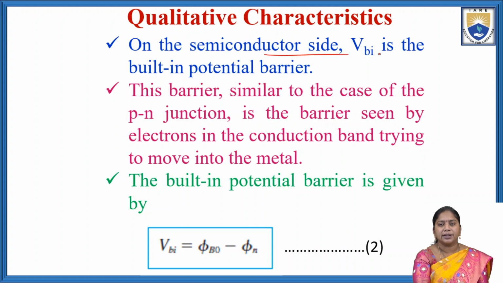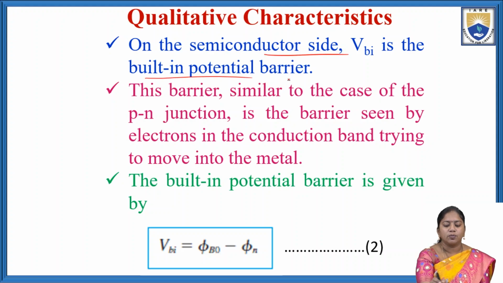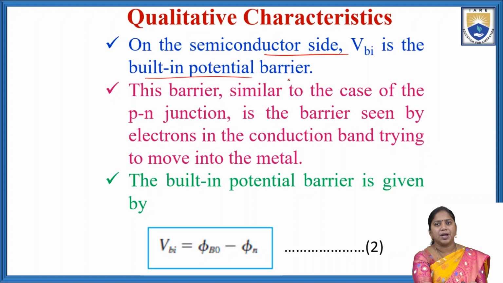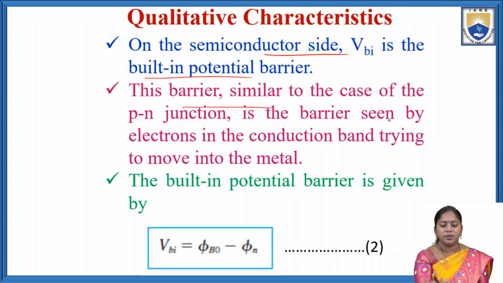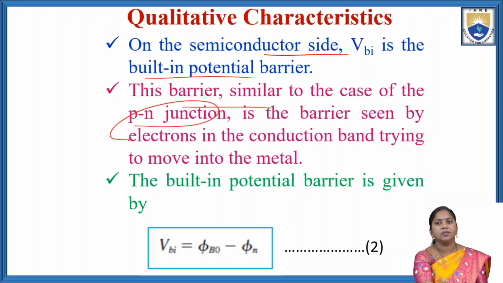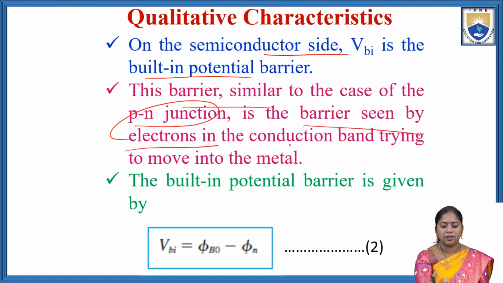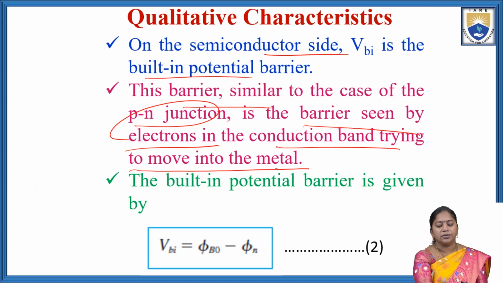On the semiconductor side, VBI is the built-in potential barrier. This barrier is similar to the case of the PN junction. It is the barrier seen by the electrons in the conduction band trying to move into the metal.